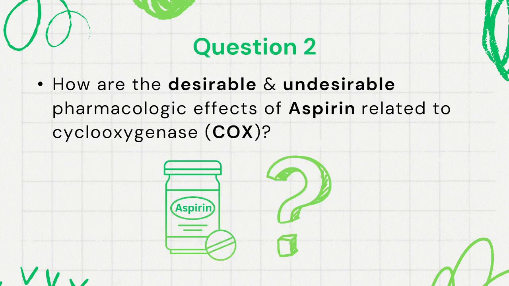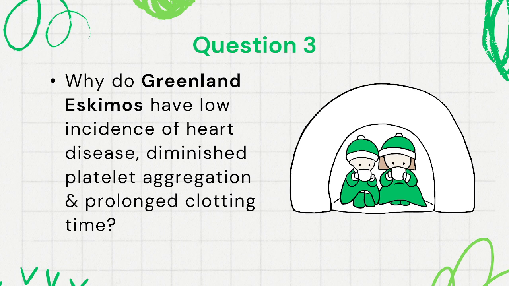Your second question for today is: how are the desirable and undesirable pharmacological effects of aspirin both related to cyclooxygenase? The cyclooxygenase will derive the desired pharmacological effect, but it also can cause undesirable side effects. So how is it responsible for both the good and the bad? And your third question is: why do Greenland Eskimos have low incidence of heart disease, diminished platelet aggregation, and prolonged clotting?